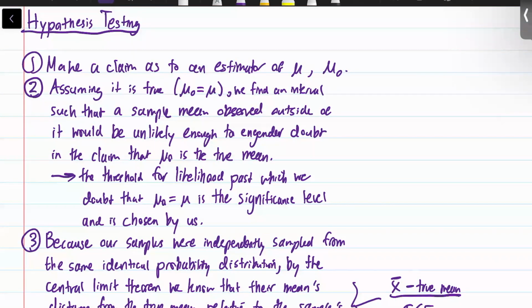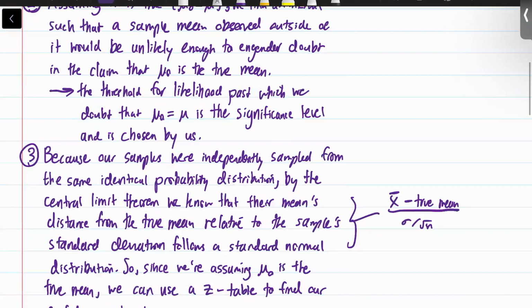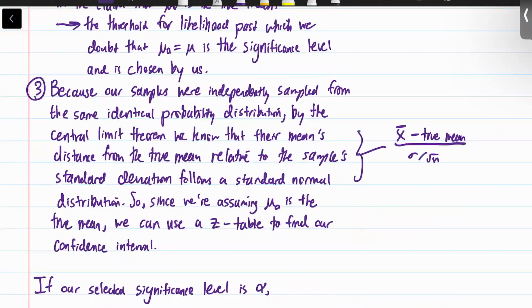The definition of what unlikely means, or the threshold of likeliness past which we doubt that mu naught is a true mean, is up to us. We call this the significance level. Because our samples were independently sampled from the same identical probability distribution, by the central limit theorem, we know that their mean's distance from the true mean relative to the sample standard deviation follows a standard normal distribution. So since we're assuming mu naught is a true mean, we can use a z-table to find our confidence interval.